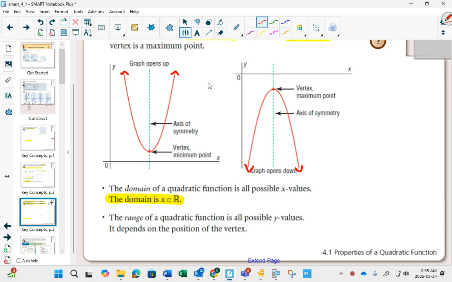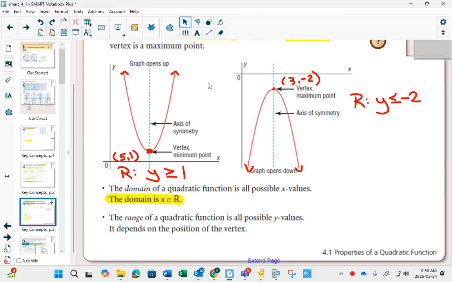So for example, if this vertex was at (5, 1), then my range would be y is bigger than or equal to 1. Because you see that you have all the y values bigger than 1. Here, if this vertex was (3, -2), then your range would be y is less than or equal to -2, because it includes everything less than or down from -2. So your range is going to depend on the position of your vertex. So the vertex becomes the most important point all the way through. So let's go to example 1.